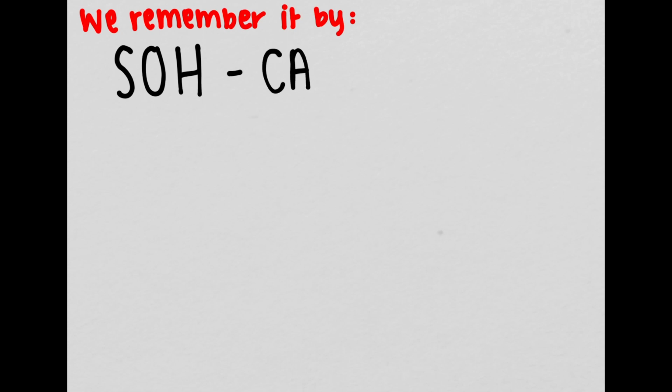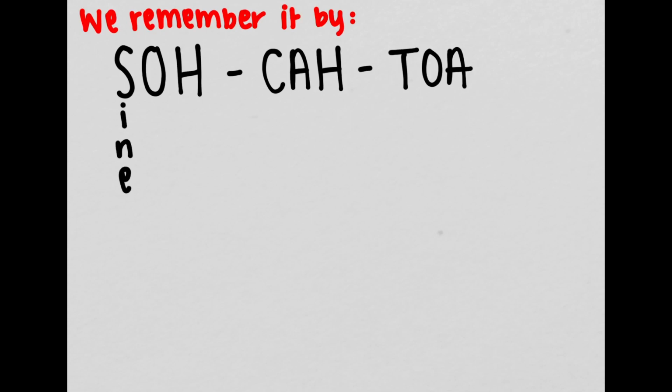These trig ratios are kind of hard in the beginning, and there's a way that we remember it by. So I'm going to go ahead and write it out first, and then I'll let you know what it stands for. The first one is SOH. The next one is CAH. And then the final one is TOA. What these stand for are the three different trig ratios. So the first one is sine. The second one is cosine. And then the third one is tangent.